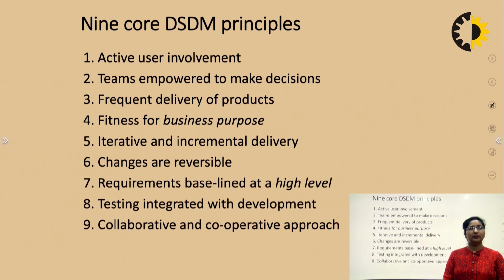What are these? First one is active user involvement. Next, team empowered to make decisions. Third, frequent delivery of products. Fourth, fitness for business purposes. Fifth, iterative and incremental delivery. Sixth, the changes which are done are reversible, unlike the structured one. Seventh, requirement baseline is at a high level. Eighth, testing is integrated with development. And ninth, a collaborative and cooperative approach.